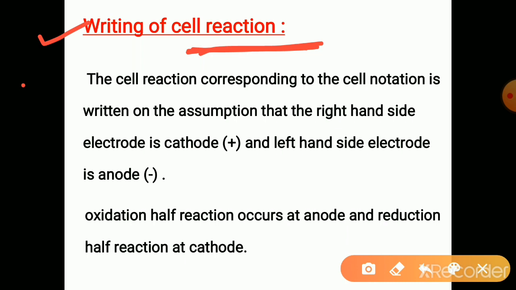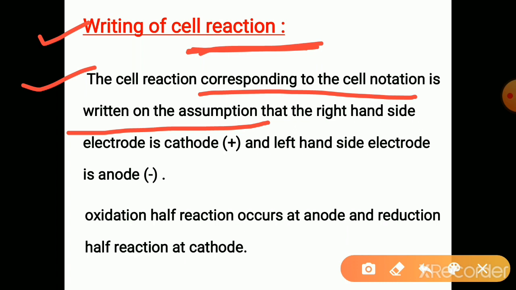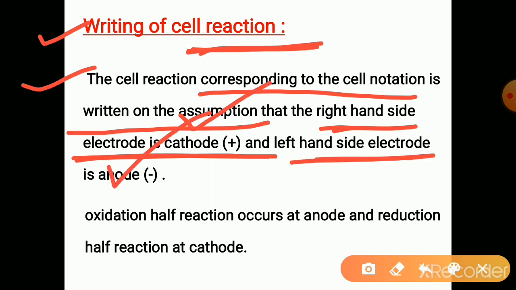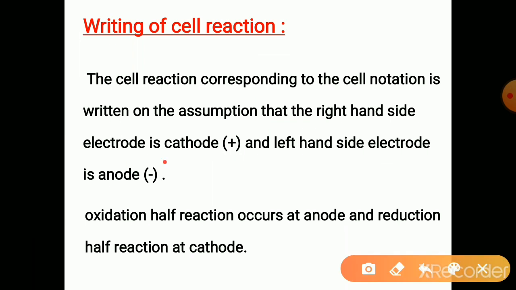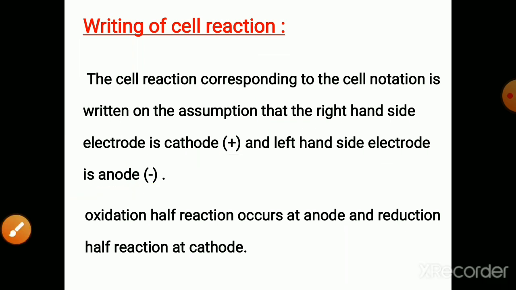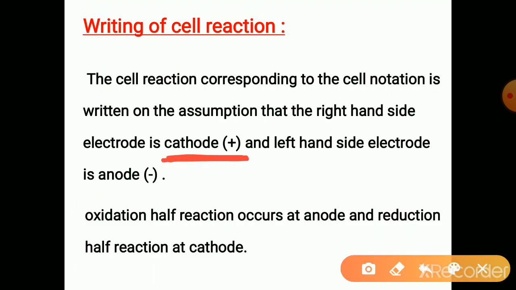The cell reaction corresponding to the cell notation is written on the assumption that the right hand side electrode is cathode. By convention we indicate cathode on the right, and left hand side electrode is anode always. So you should not indicate cathode to the left and anode to the right. This will be exactly wrong. Cathode should be shown on the right and anode should be shown on the left by convention. Always you must remember this while representing a galvanic cell.